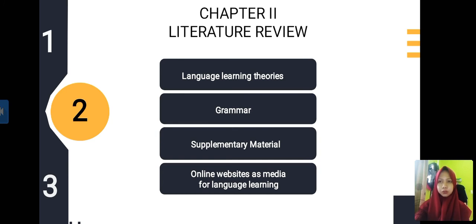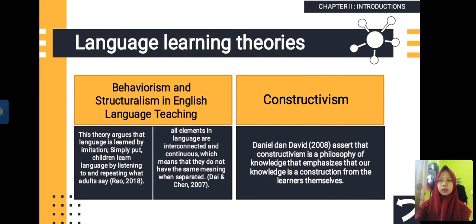Next is Chapter 2, Literature Review. In this chapter, I will briefly explain the review of literature in this thesis proposal, which are language learning theories, grammar, supplementary material, and online websites as media for language learning. First is language learning theories. In this part, I will include three language learning theories, which are behaviorism, structuralism, and constructivism.